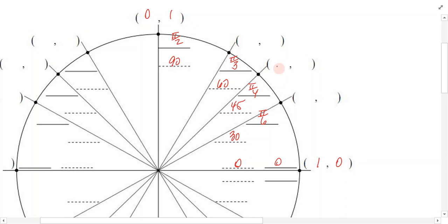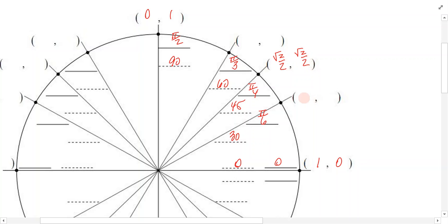So let's do 45. Who remembers what pi over 4 is? Yes, sir? Square root of 2 over 2. Square root of 2 over 2. That's right. Okay? So those are usually the 3 of these 5 angles that people can get down pretty easily.